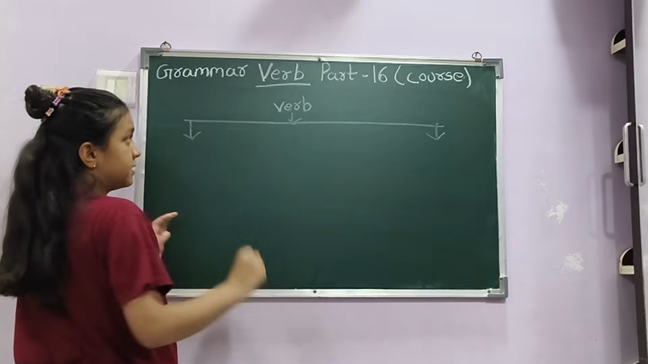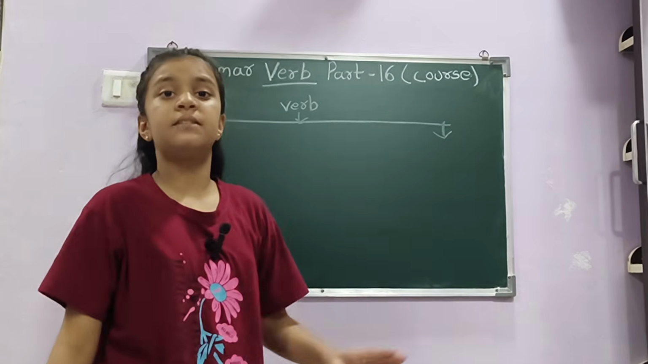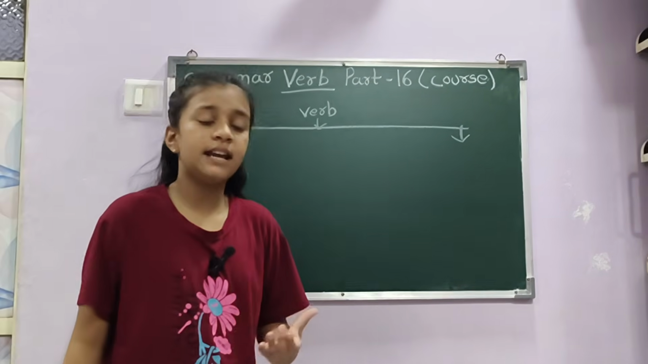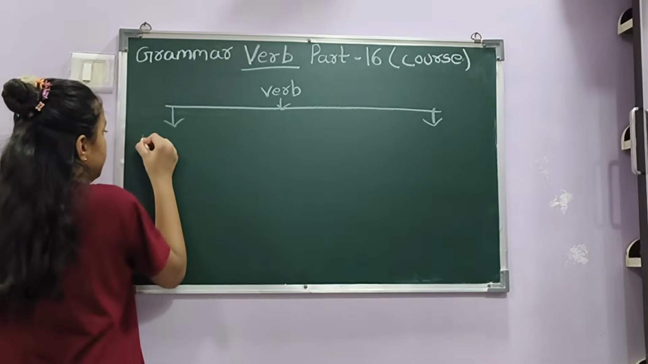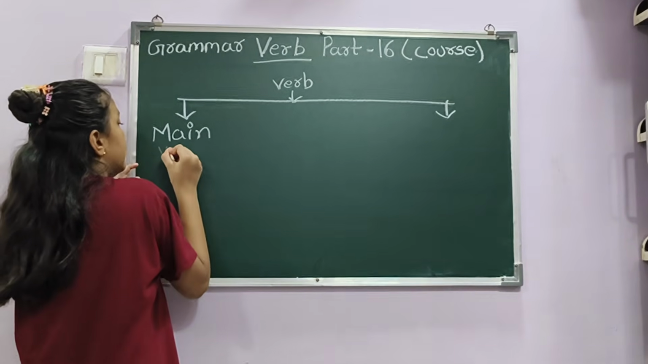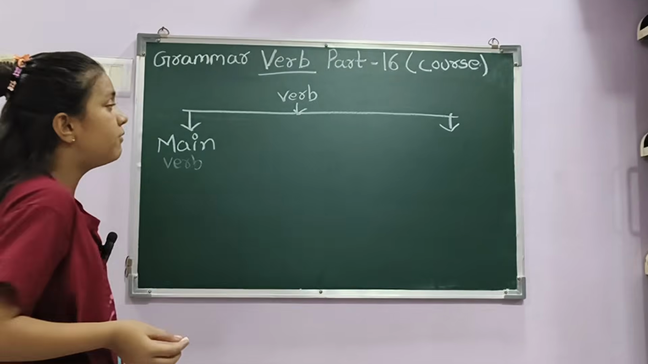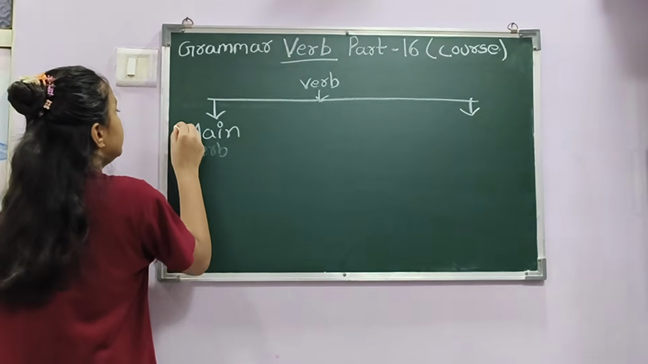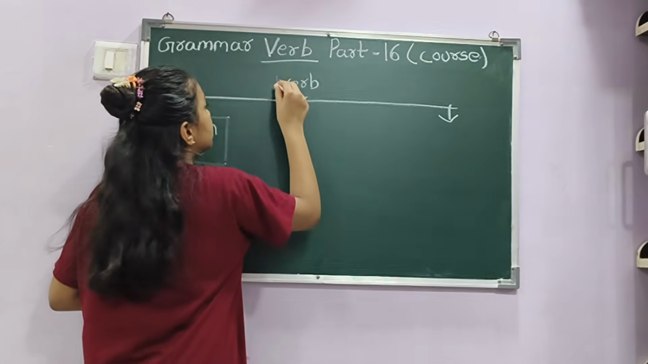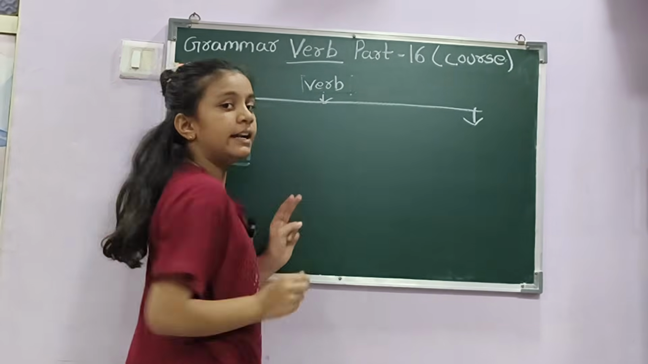So first, there are two types of verbs. The first is the main verb, and the second is the auxiliary verb.